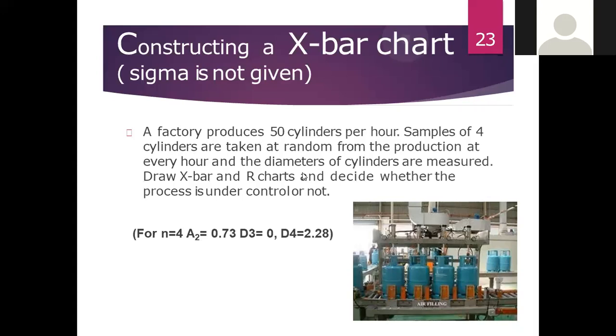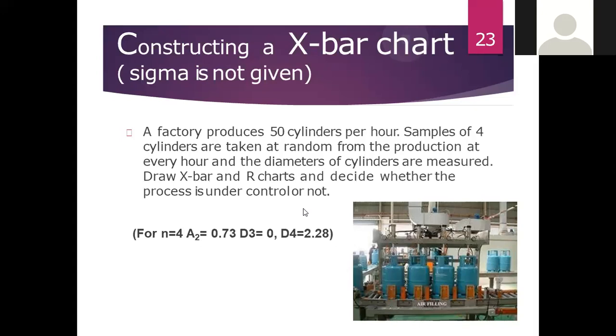And they are measuring the diameters of the cylinders. Okay. So the question is, you have to draw X bar and R bar charts to decide whether the production is under control. So what you want to decide is whether the production is under control or out of control, right? Whether the quality is there or not, that is the question.